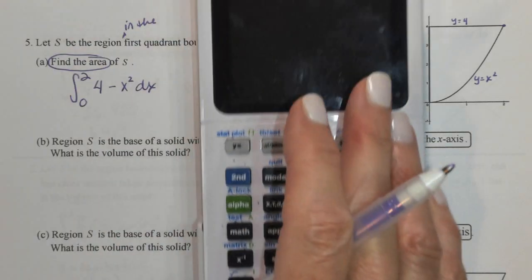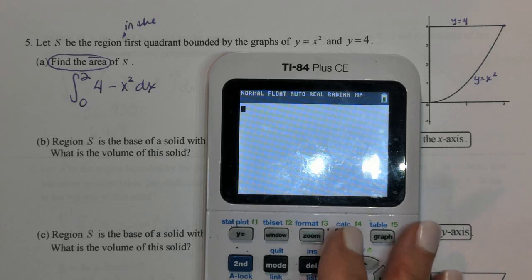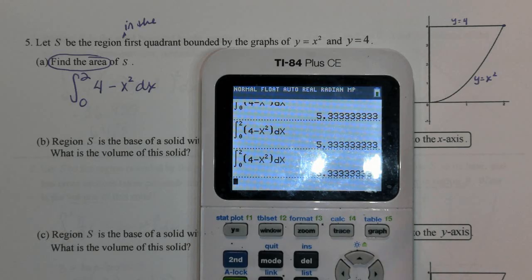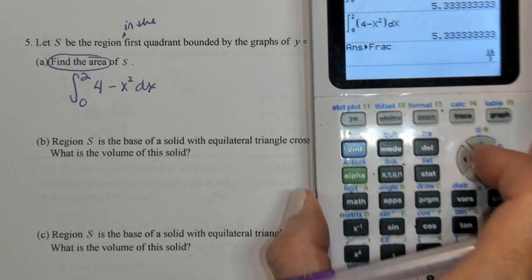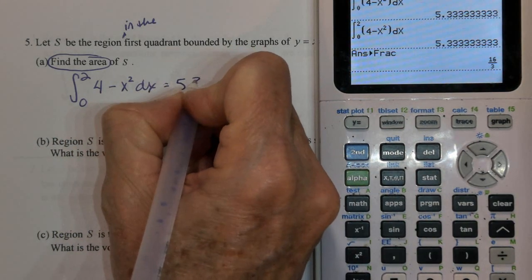Go to our calculator. 16 over 3. So either one, decimal or fraction. If it's an FRQ, it is your choice.